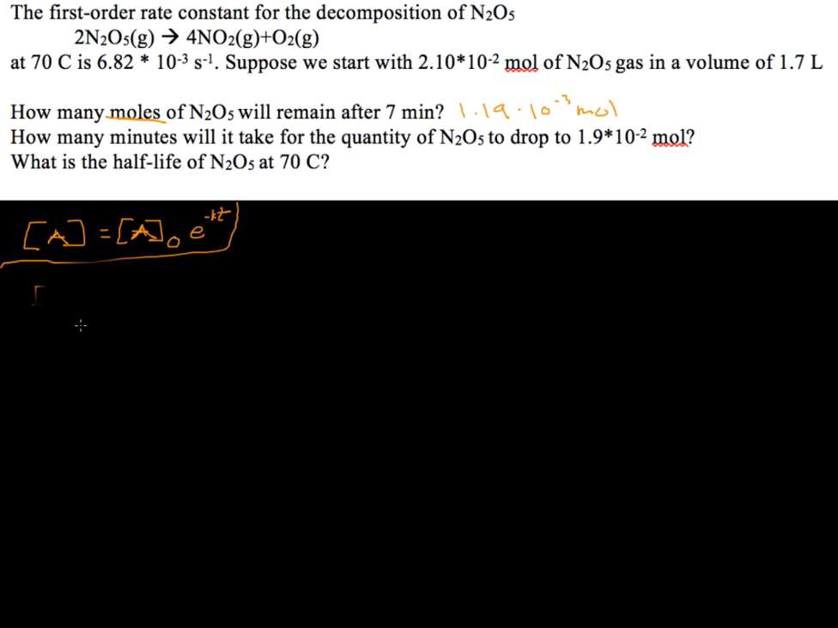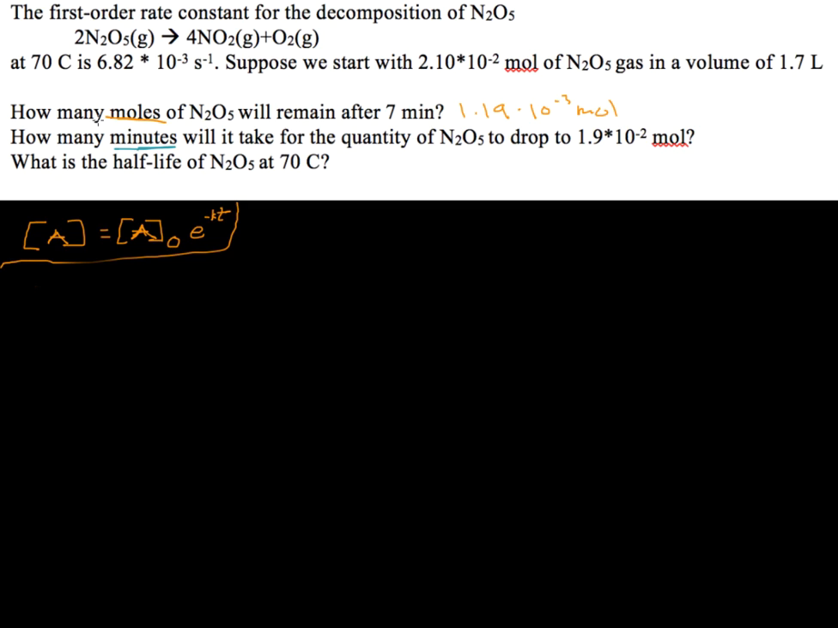I'm going to save this equation at the top here. Let me get another color for the second one. So how many minutes will it take for the quantity of N2O5 to drop to 1.9 times 10 to the negative 2 moles? So this time, instead of solving for this value, we're going to need to rearrange and solve for t, because it's asking for time, and it's asking for minutes instead of seconds. So I should keep that in mind and convert it when I need to.